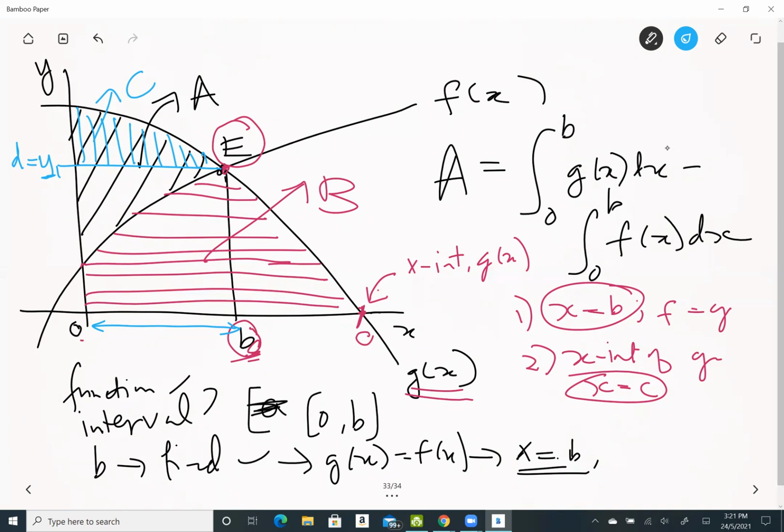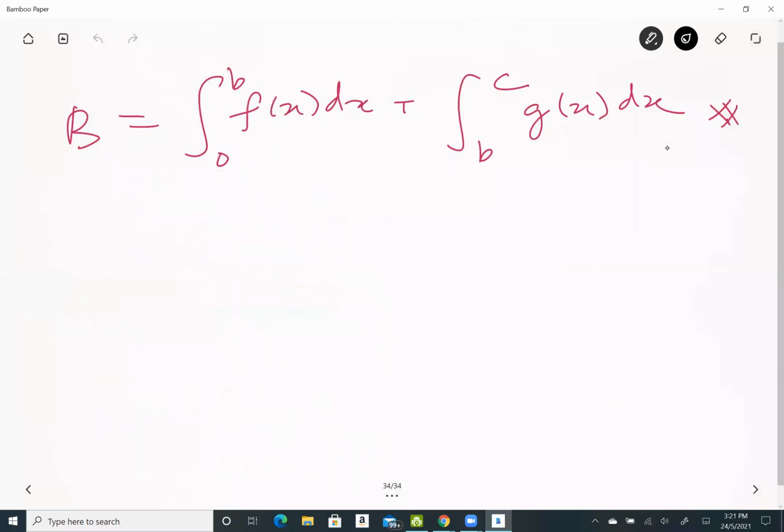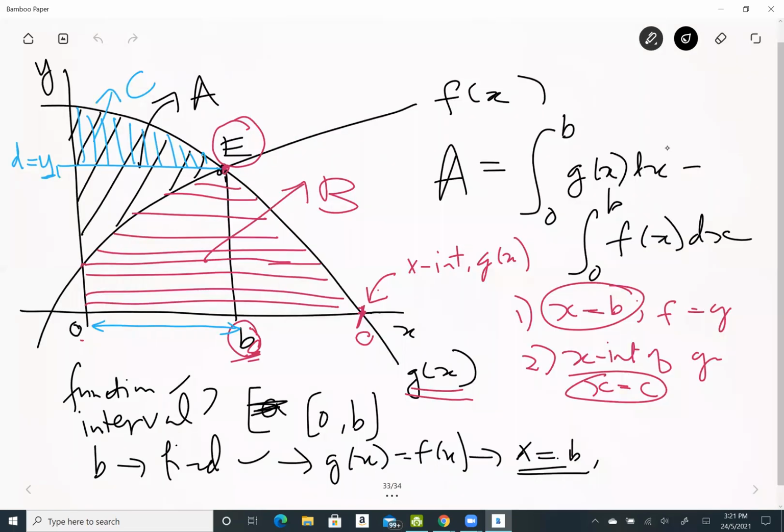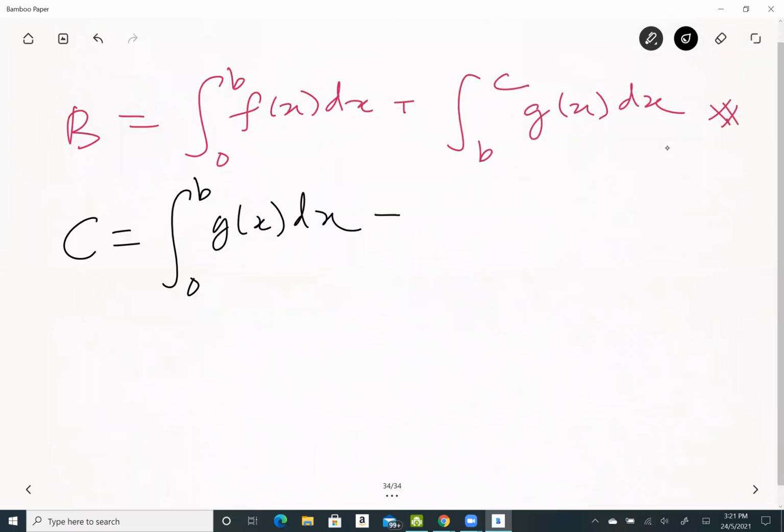So you have to take that out. So what is the area C? The area C is the integral from 0 to b of g of x dx, and then you have to take out the rectangle. The rectangle is b multiplied by d, or you can use b multiplied by y1.